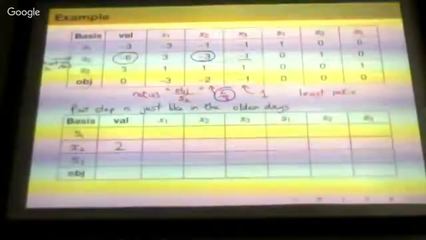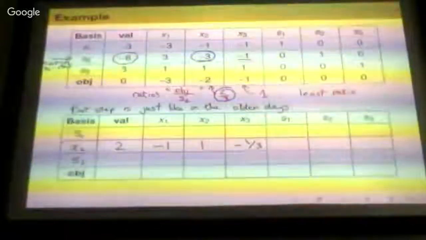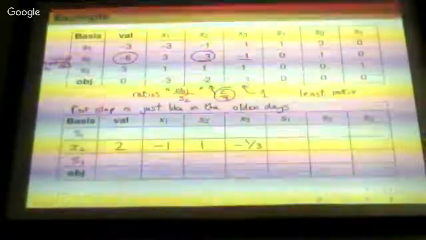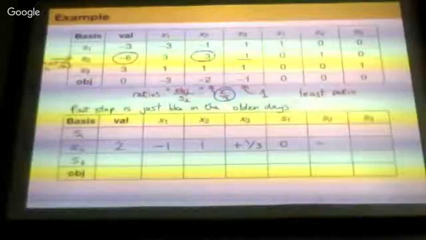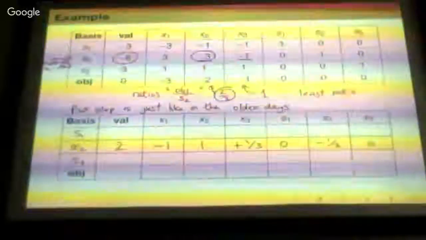2 on the... so quickly. -1. -1. 1. -1/3. Wouldn't that be positive? Is it? I don't know. -1 over -3. Oh, yeah, that's it. It would be 0. And then that one's minus. This one's -1/3. And this one's 0. Okay.